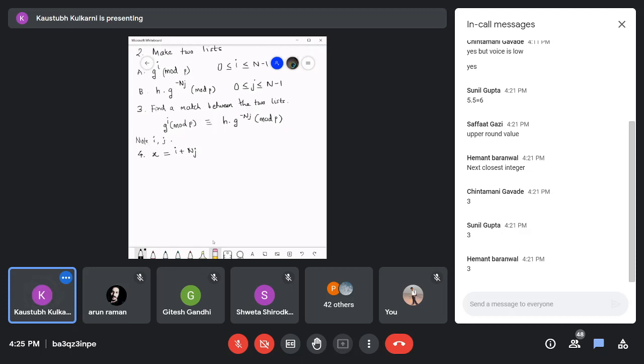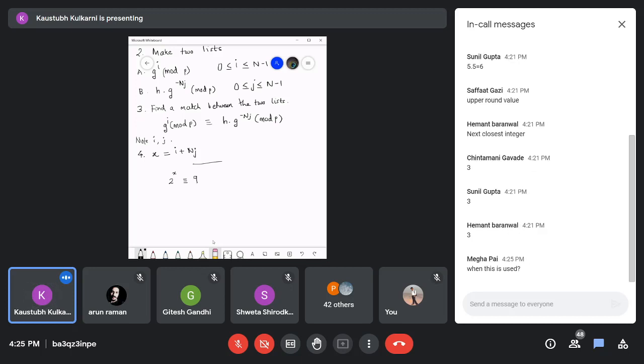So let's take an example. We want to solve 2 raised to x is congruent to 9 mod 19. We want to find the power of 2 such that 2 raised to x mod 19 is 9.